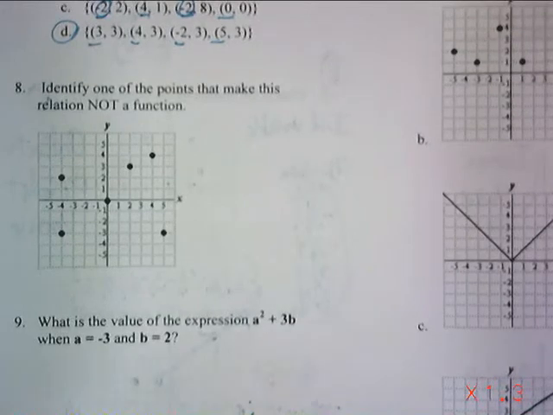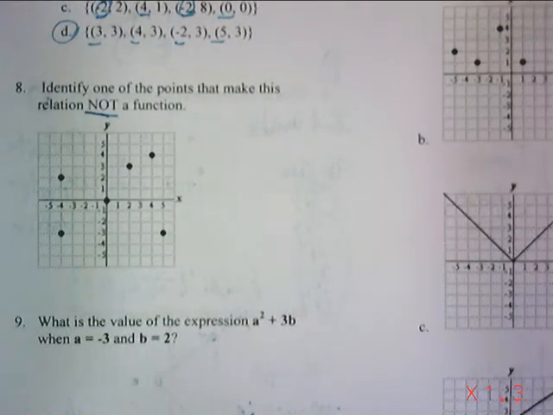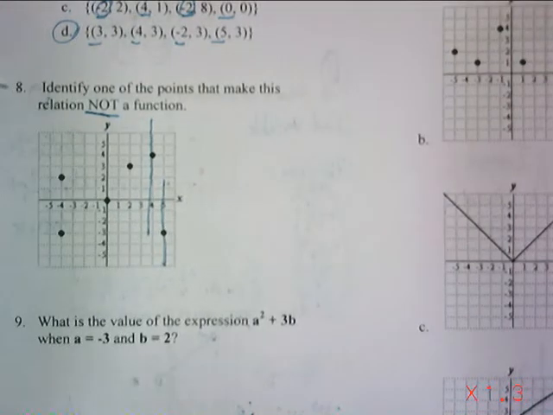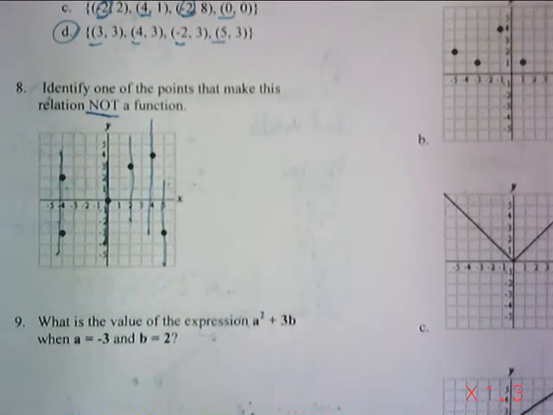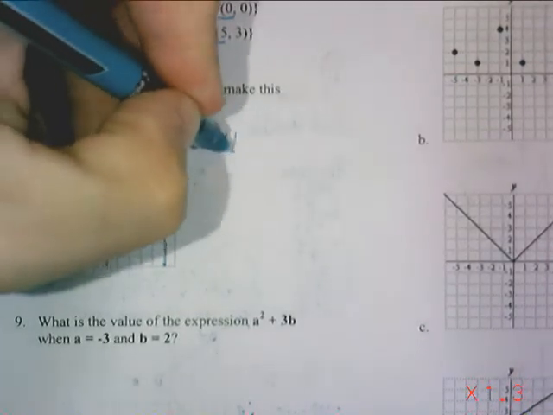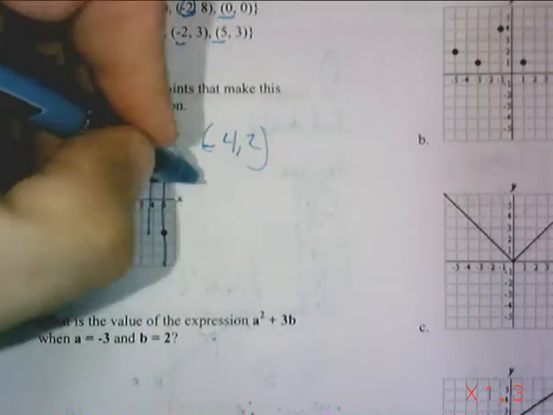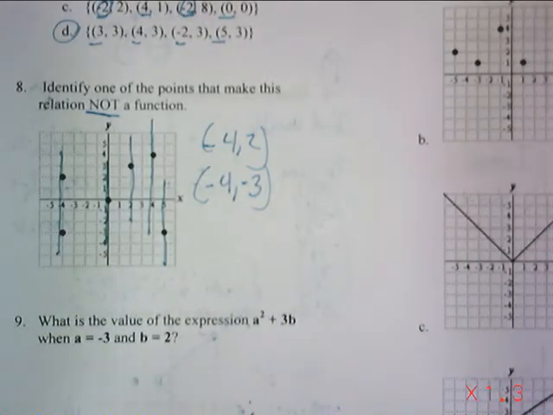Number 8, identify one of the points that makes this not a function. So if it's not a function, look for x's that repeat. I can draw lines, check for x's that repeat. All these x's are all by themselves except for these two. So I could either use negative 4 and 2, or I could use negative 4 and negative 3. Either of these would show that it's not a function.